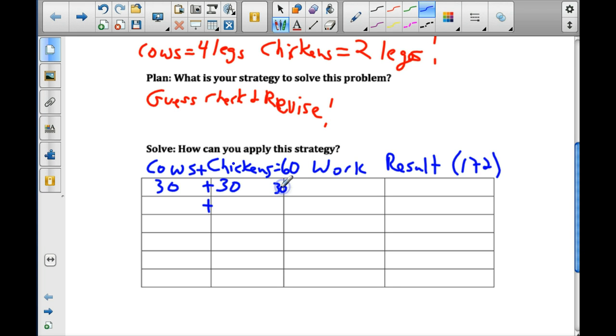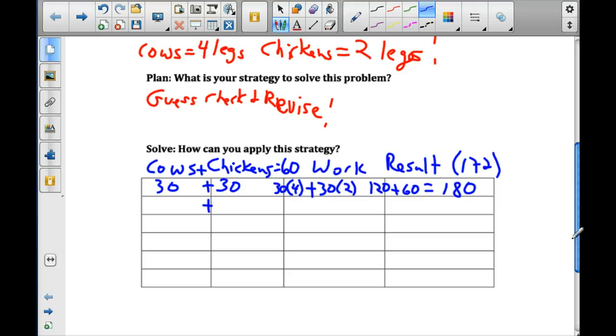All right, let's do this. 30 cows at 4 legs apiece, and 30 chickens at 2 legs apiece. I bet you guys can do that in your head. 120 plus 60 is 180. Holy cow, that was a great guess. We're not too far off. Are we too high or too low though? Too high. We're too high.